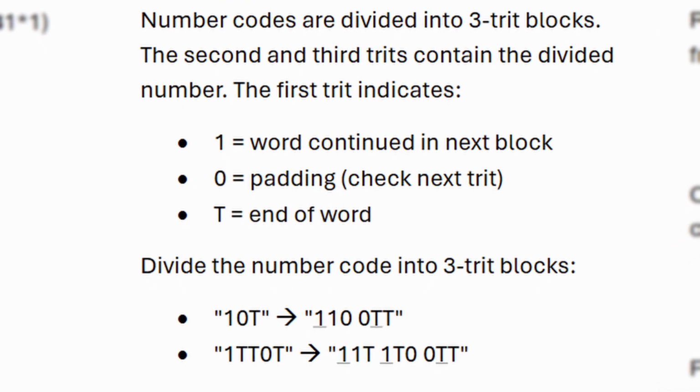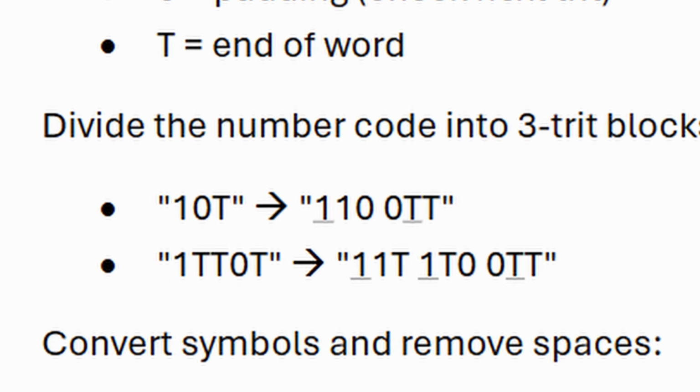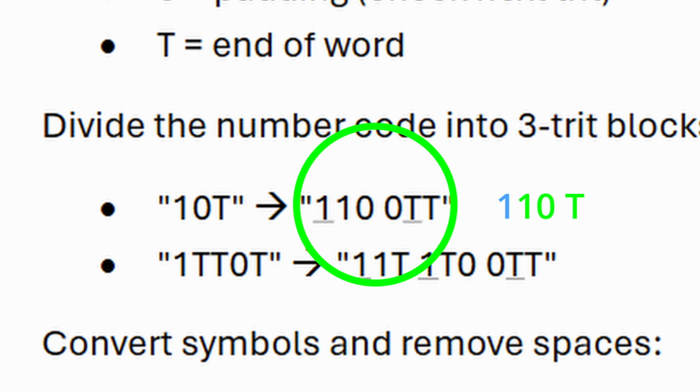Let's look at hello, or 8, or 10T. There's 3 digits, so we separate them into blocks of 2, 10 and T. Then we add the extra digit that indicates whether the block finishes. The first block gets a 1 because the number continues in the next block, and the second block gets a T because the number finishes in that block. The last block is only 2 digits, T, T, so we can pad it with a 0 to make it 3 digits, 0TT. Now we have 110, 0TT.